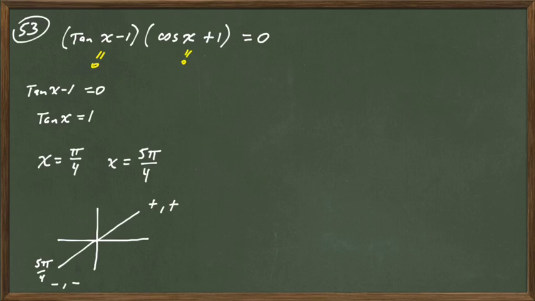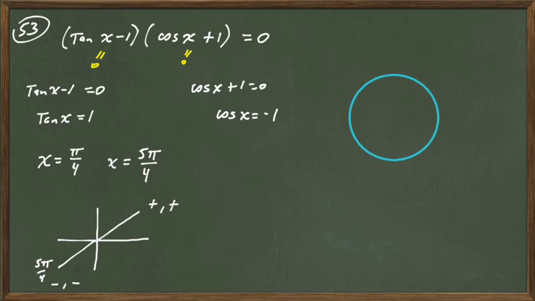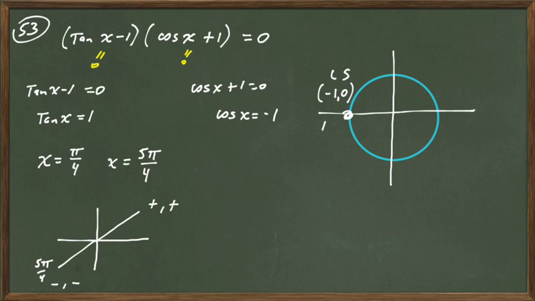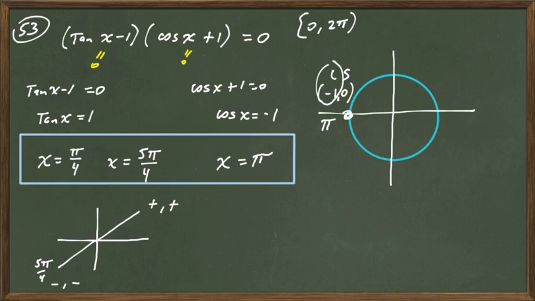Now on your other one here, you have cosine of x plus 1 equals 0. Cosine of x, therefore, would be negative 1. Where does that occur? Where is the x value negative 1? Well, I think it'd be over here on the unit circle, negative 1, 0. Cosine, sine, and that's a pi, right? So I think this one's going to be x equals pi. This one wants our answer between 0 and 2 pi, but it does not include 2 pi. So I believe it would be these 3.